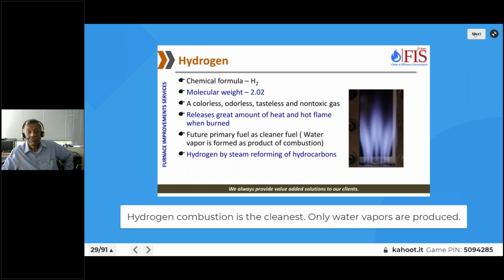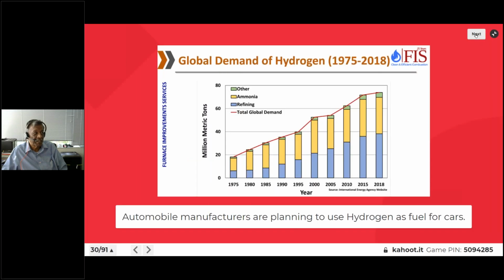Hydrogen is very light. Molecular weight is only 2. Colorless, odorless, tasteless, non-toxic gas. I think it's a very fun fuel. Releases great amount of heat, hot flames, future fuel. The only product of combustion is water vapors, steam, and steam reforming is one of the major ways in which we are generating hydrogen. So very important.